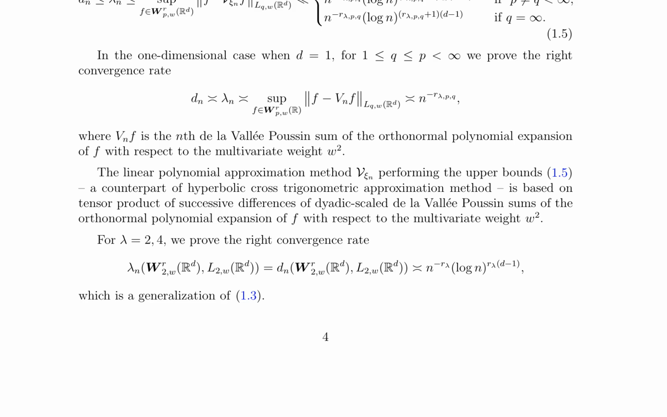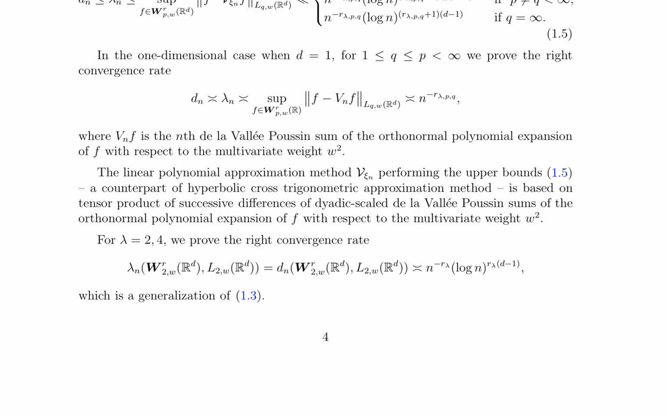It proves the right convergence rate of lambda_n and d_n for some particular weights w and d ≥ 2, and introduces a new linear polynomial approximation method V_n based on the tensor product of successive differences of dyadic-scaled de la Vallée-Poussin sums. The results provide upper bounds of the high-dimensional linear n-widths and Kolmogorov n-widths, generalizing previous results on the approximation of functions with mixed smoothness.